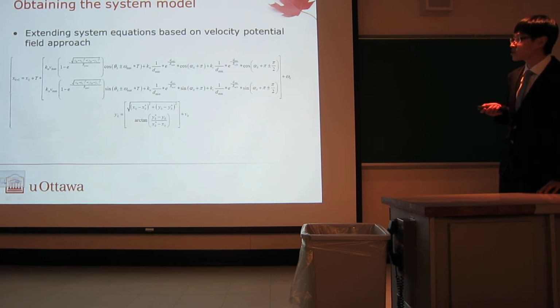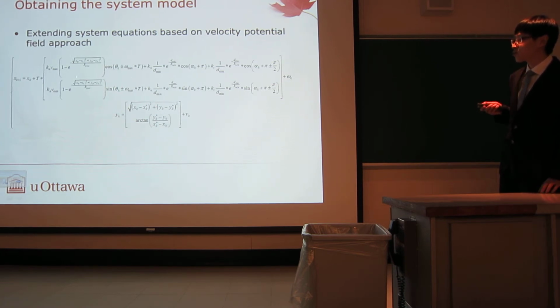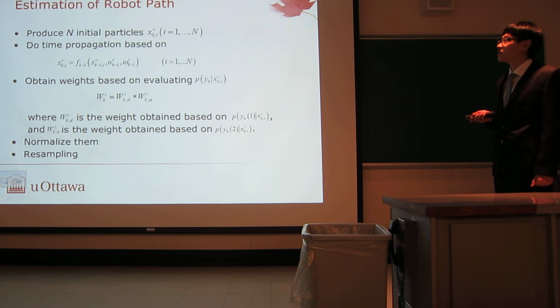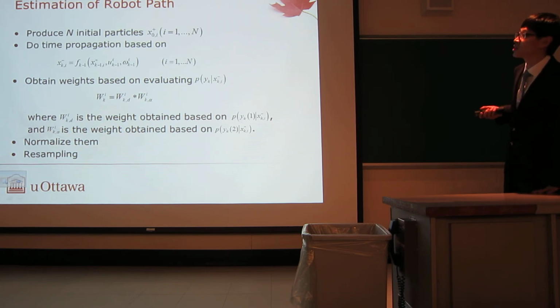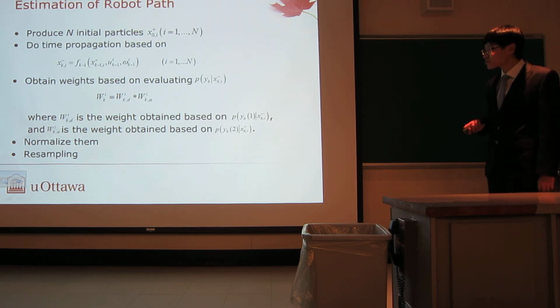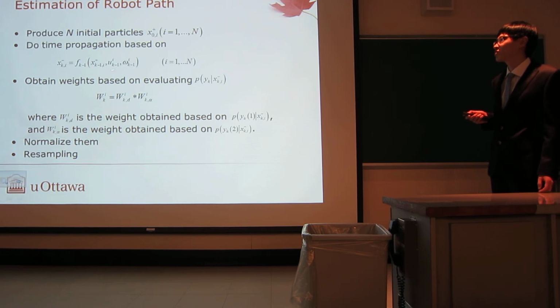Now it's time to form our own system model. This system equation set was obtained based on the velocity potential field approach, and the first equation is formed with some white noise, which is omega k, and the second equation is the measurement equation. After we obtain our system model, we can obtain the estimation of robot paths, robot positions.